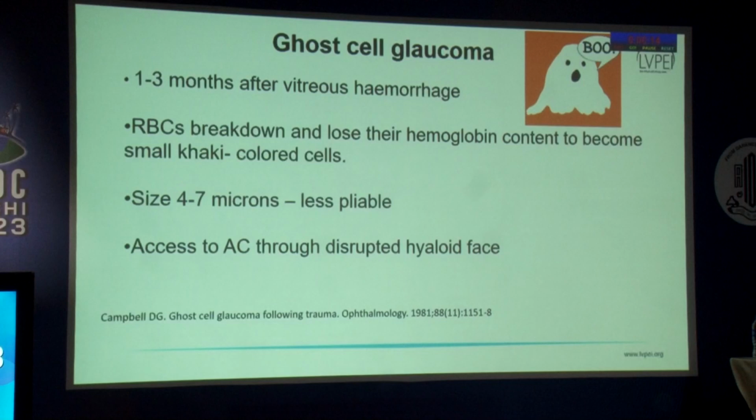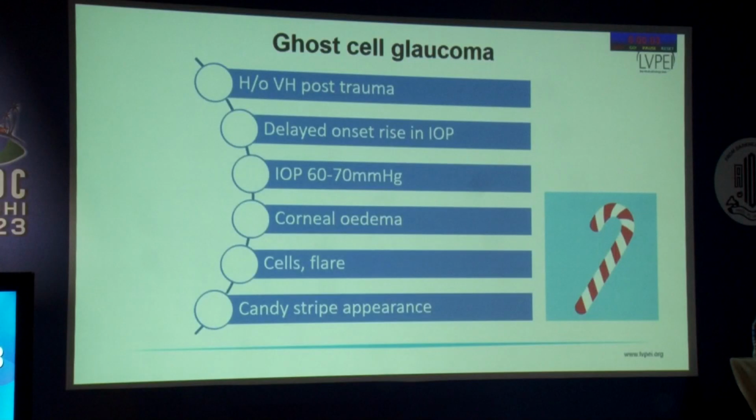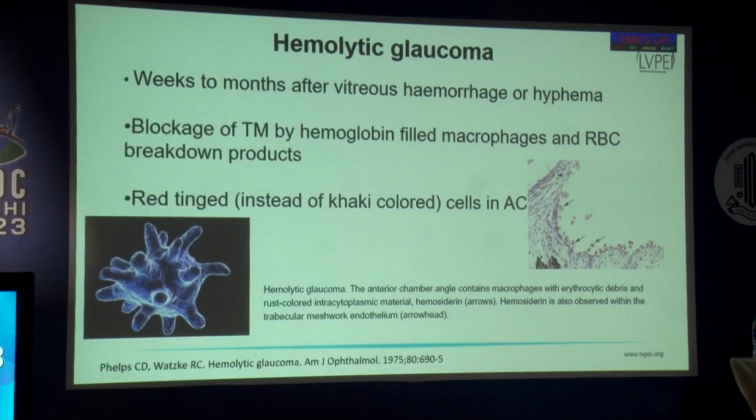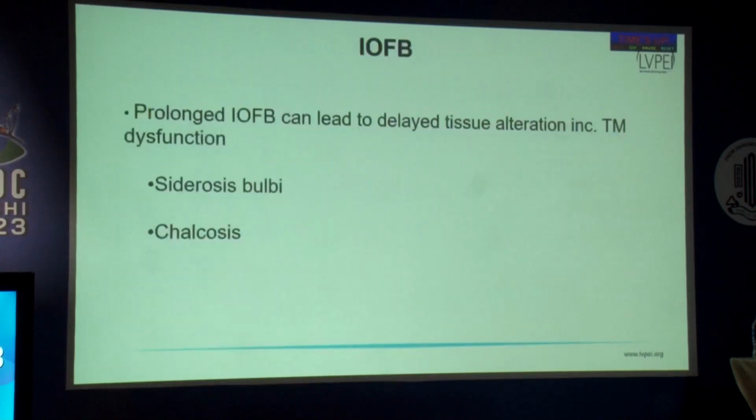Microhyphema is also important because even in these cases, the glaucoma incidence is similar to a gross hyphema. Ghost cell glaucoma can occur 1 to 3 months after vitreous hemorrhage. This is because the RBCs break down, and these breakdown products will block the trabecular meshwork. So how do we identify these cases? They will give a history of trauma, and there is delayed onset rise of IOP. And hemolytic glaucoma is also similar. They will give a history and there will be delayed onset.